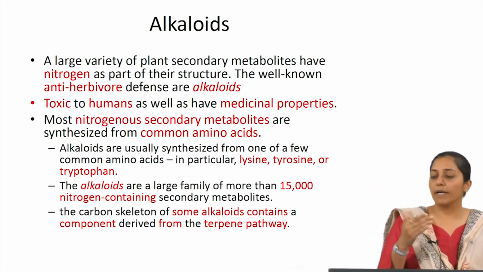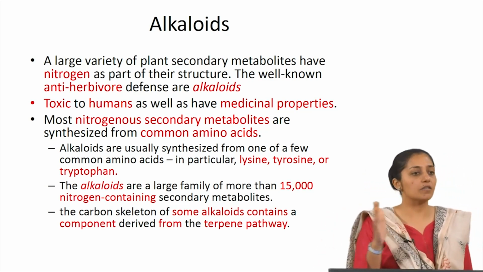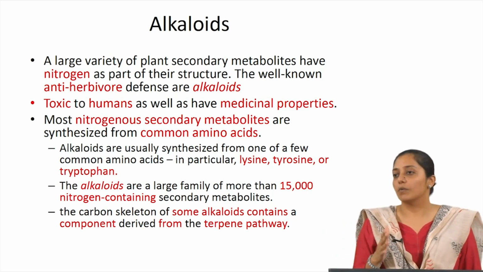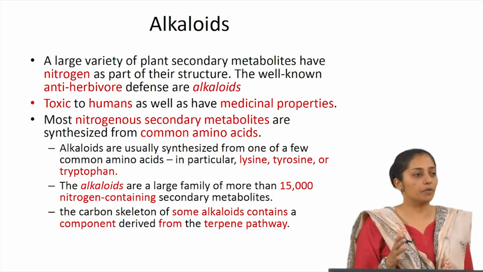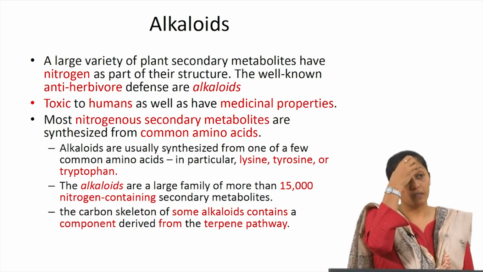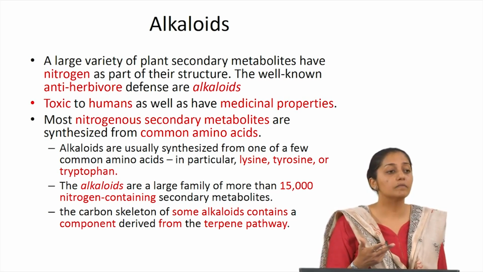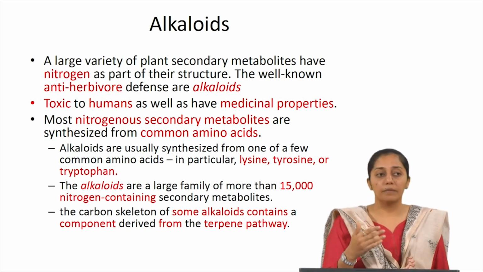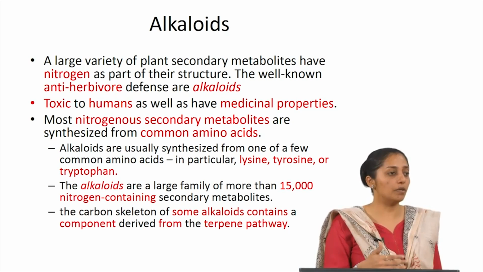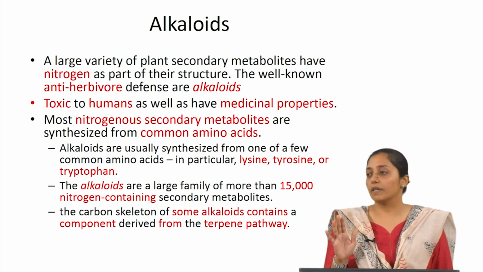Okay, so then we went on to see what the major classes of secondary metabolites in plants are. What were the major classes of secondary metabolites found in plants? So, nitrogen containing compounds, terpenes and phenolics. We then studied in detail about these three classes. Now we were at alkaloids.